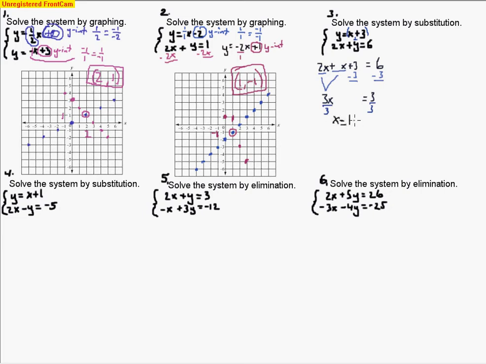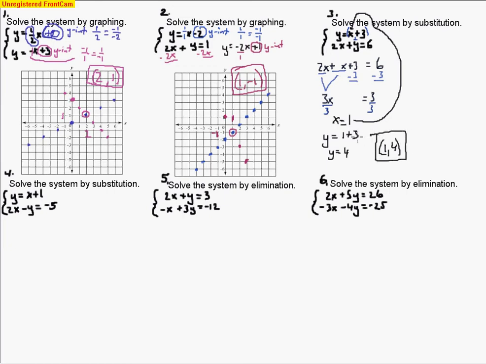So now we take that 1, we just put it in place of x in that top equation, would be the easiest one. Let's rewrite that top equation. Y equals x, but in place of x, we're putting what x is. 1. 1 plus 3 is 4. So there it is. X is 1, y is 4. That's our ordered pair.